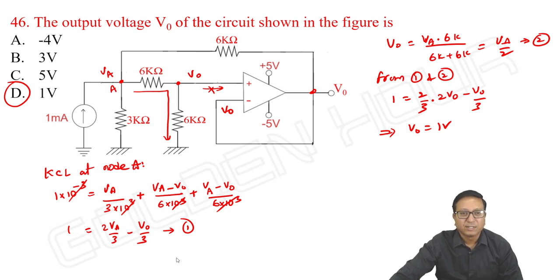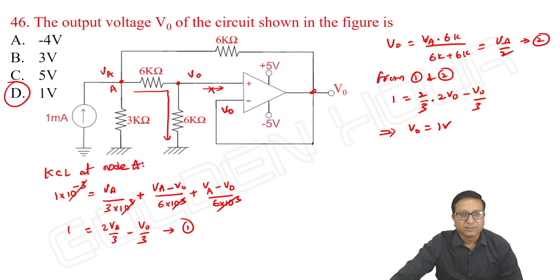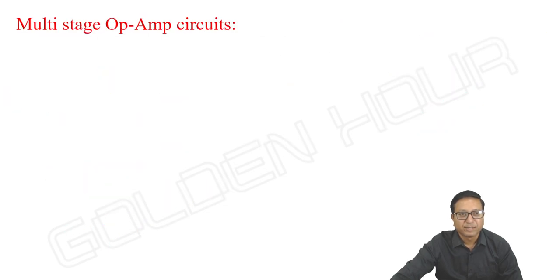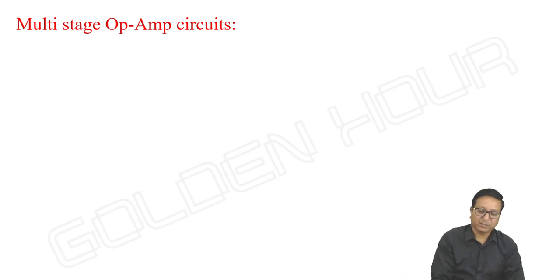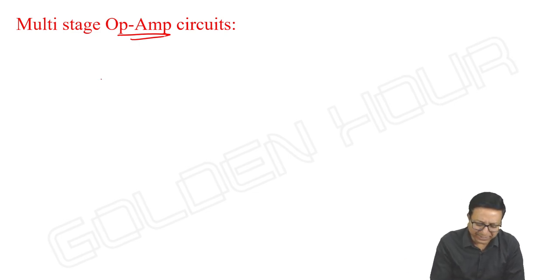That's it. This is how we can do it. Next, multi-stage op-amp circuits. So far we have seen only a single op-amp. Now I'm connecting two op-amps, three op-amps in cascade or in series or parallel, and would like to find the output. The very basic thing we can see is like this, minus, plus.